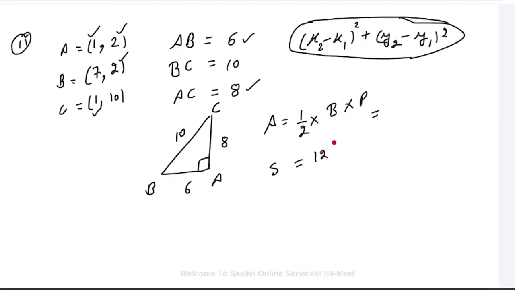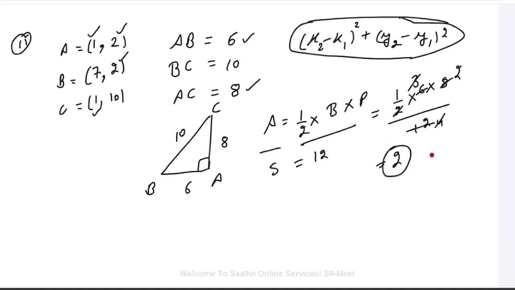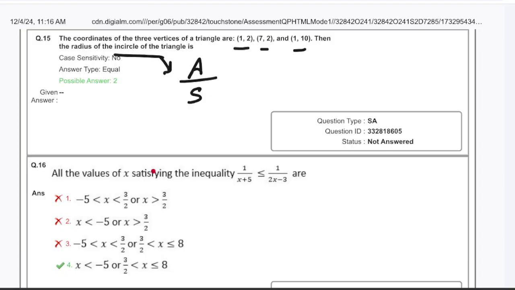So this is going to be the ratio of A by S, that is the radius of the incircle. So we have half into base, that is 6, perpendicular 8, divided by 12. This goes here: 2 into 3, 3 into 4, 4 into 2. That means the radius of the incircle is 2. That is the clear cut answer I have. I hope you guys understood this also. The answer is 2.